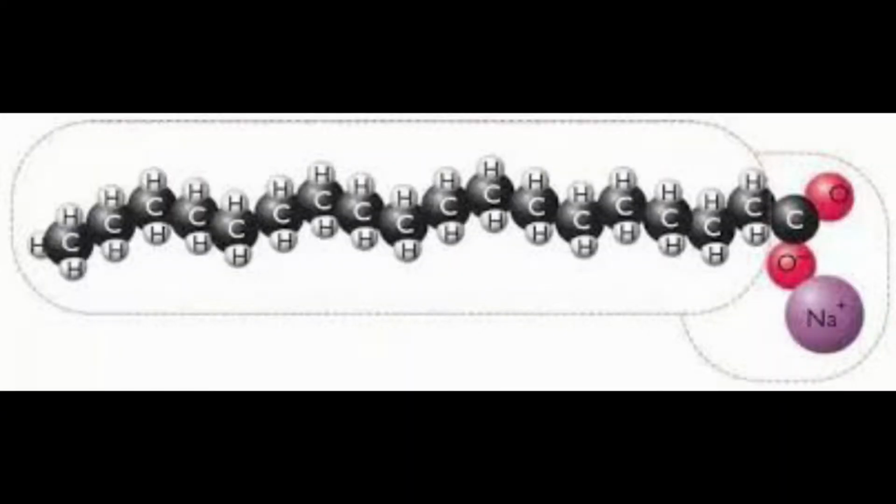So as you can see on the left side, you have the hydrocarbon chain. That is the hydrophobic side. It's the side that rejects water. You see the big black carbon surrounded by the small hydrogens. And then on your right side, you have the carboxylate group. That's the hydrophilic side. It attracts water.